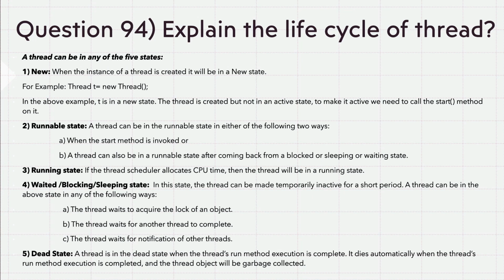4. Waiting, blocked, sleeping state. In this state, the thread can be made temporarily inactive for a short period. A thread can be in the above state in any of the following ways. First way is the thread waits to acquire the lock of an object. Second way is the thread waits for another thread to complete. Third way is the thread waits for notification of other threads.